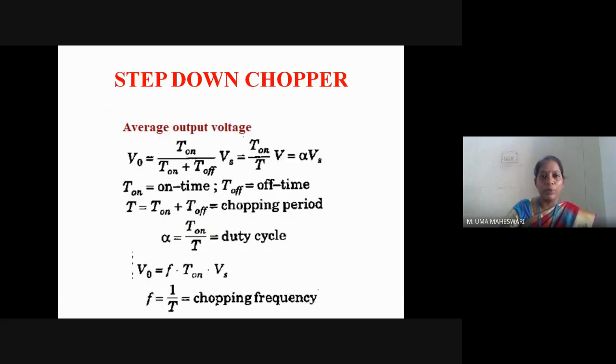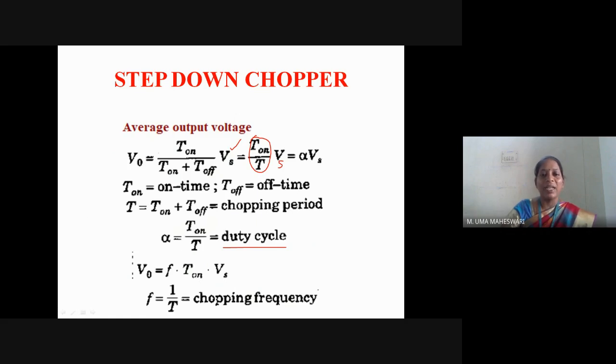So the average output voltage V output is equal to, during the on period, what is the voltage level? It is equal to Vs. So Vs into T on divided by the total period, which is nothing but T on plus T off. This can be written as T on by T into Vs. What is alpha? Alpha is the ratio of T on by T, the duty cycle. So alpha is equal to T on by T, duty cycle. So I can write V naught is equal to alpha into Vs.